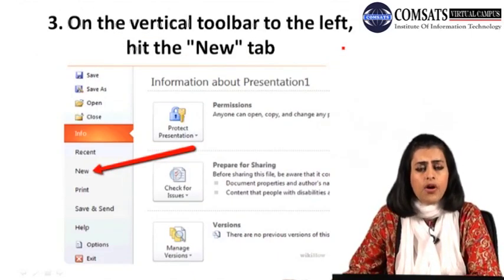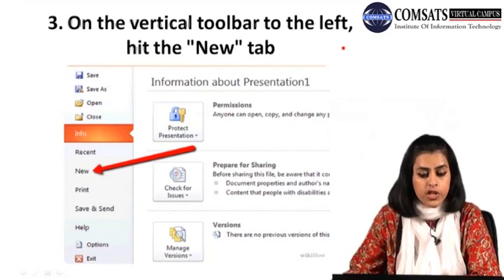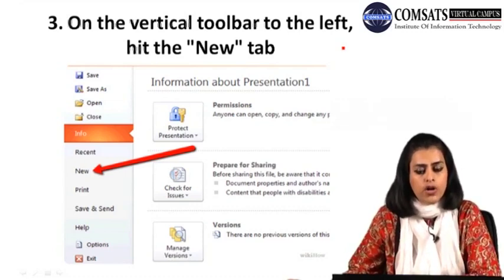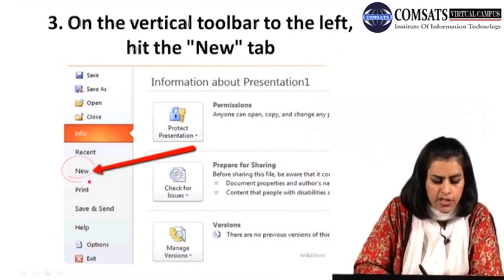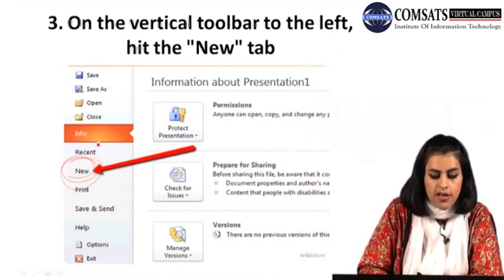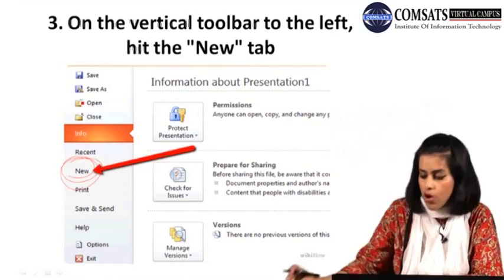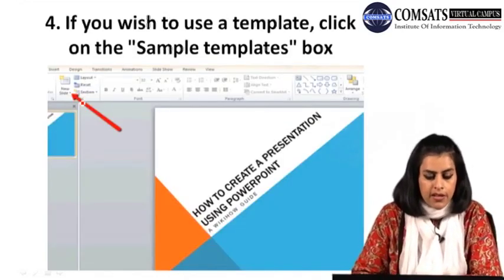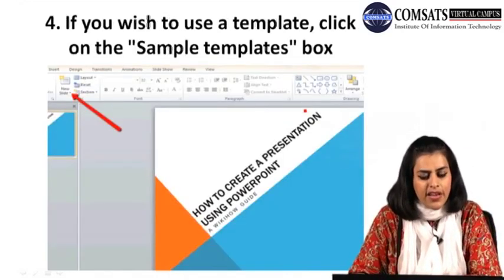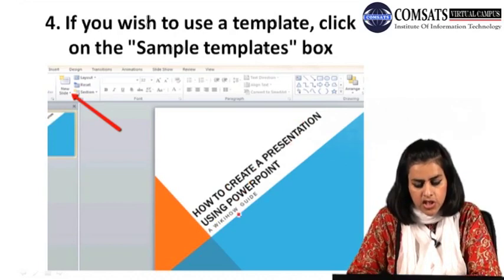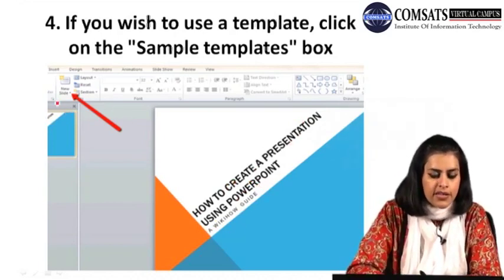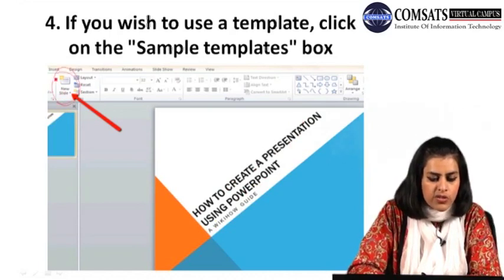Now that you have clicked on the file button, on the vertical toolbar on your left, hit the new tab. Once you have clicked on the new button, a scenario will appear in front of you that looks like this, how to create a presentation using PowerPoint, a WikiHow guide. And you would click here on the new slide.